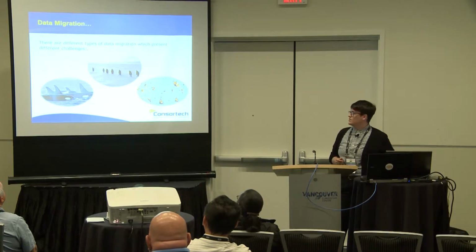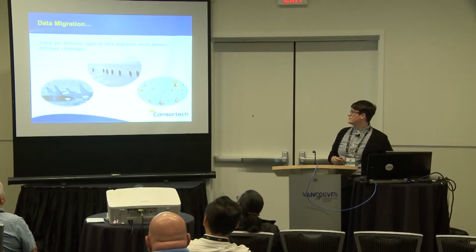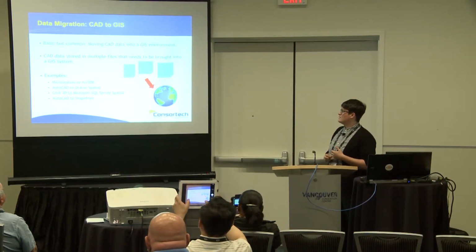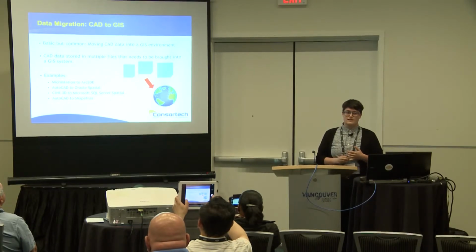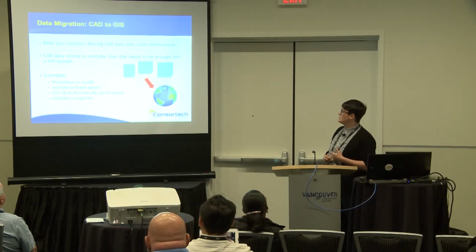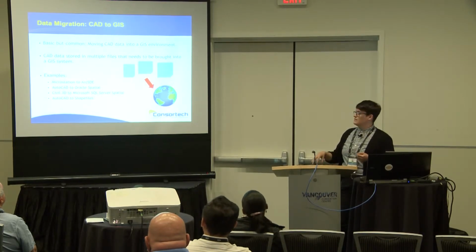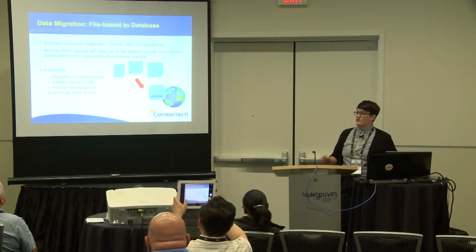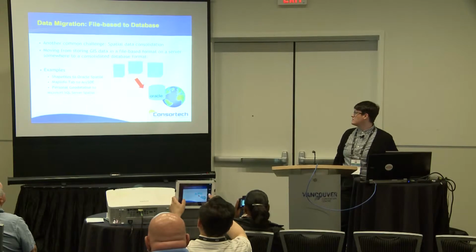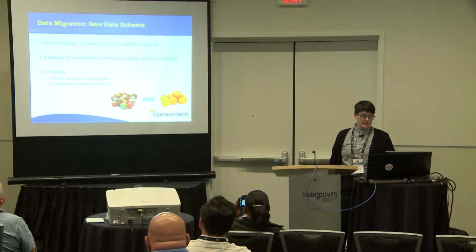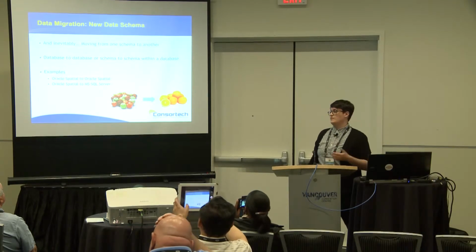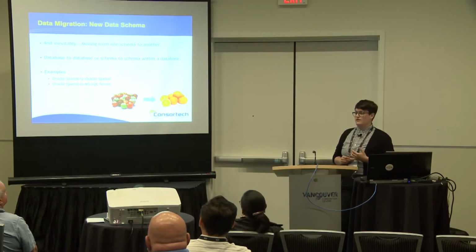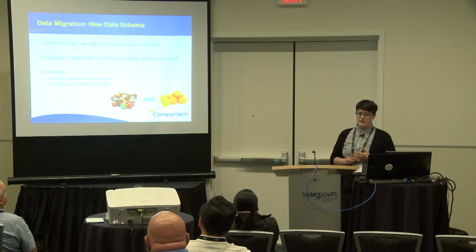There are different types of data migration, and they present different challenges. One of them that we see very commonly is CAD to GIS. It's basic but common. We see this in all kinds of municipalities and organizations. Data stored in multiple files that need to be brought into a GIS system. File-based to database. So we have a whole bunch of CAD files or any files, and they need to all be consolidated into one database. And inevitably, it brings up the issue of schema. So moving data from one schema to another sometimes is like comparing apples to oranges. It can be a pretty big challenge sometimes.